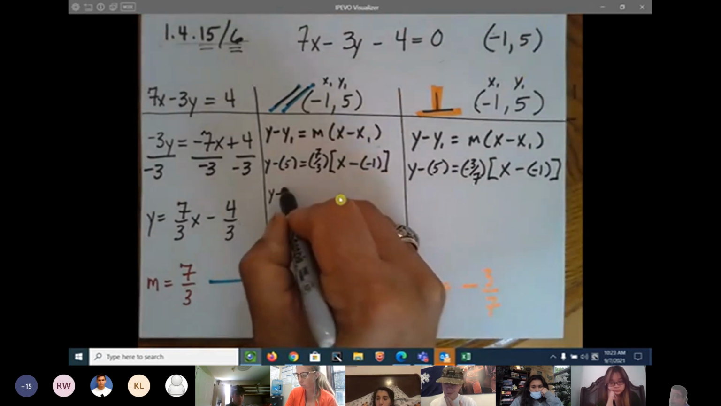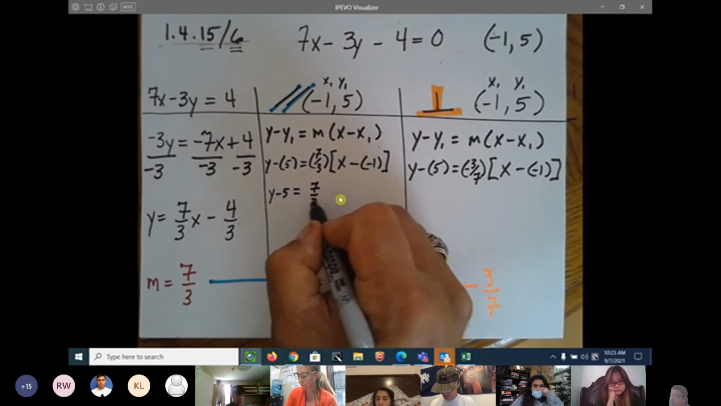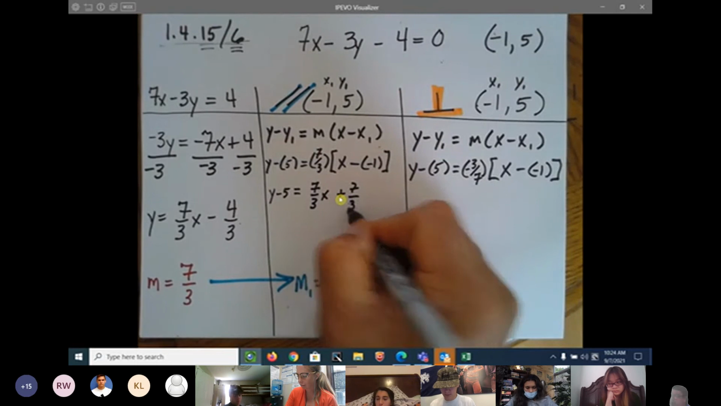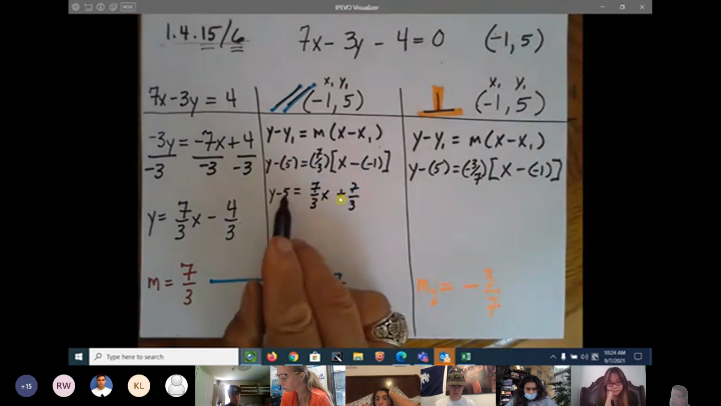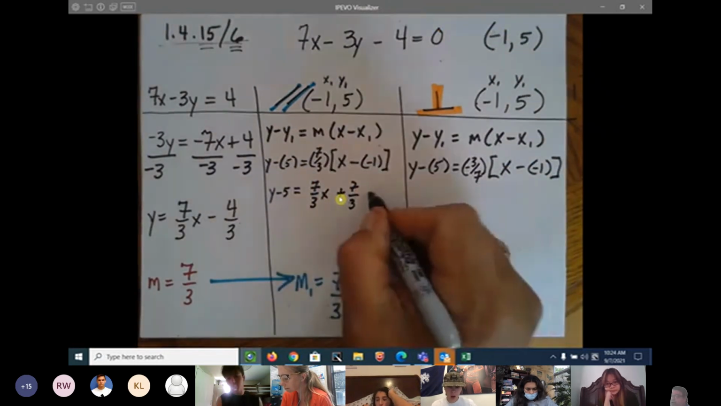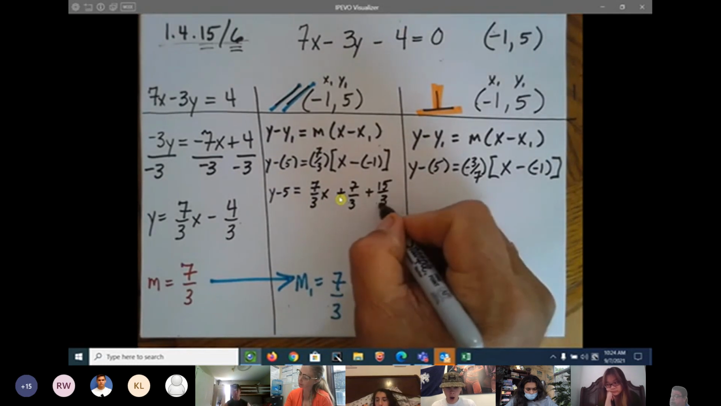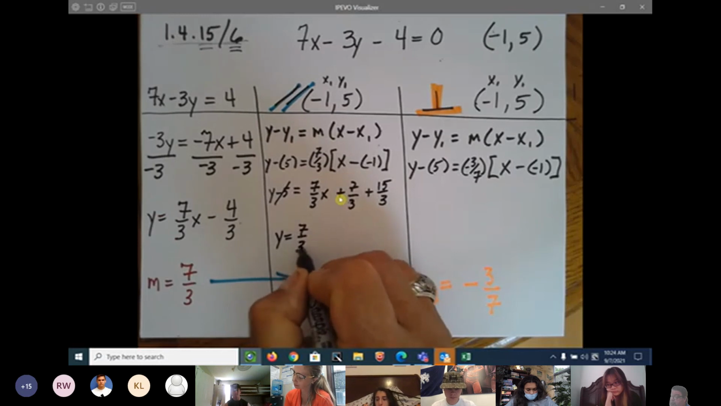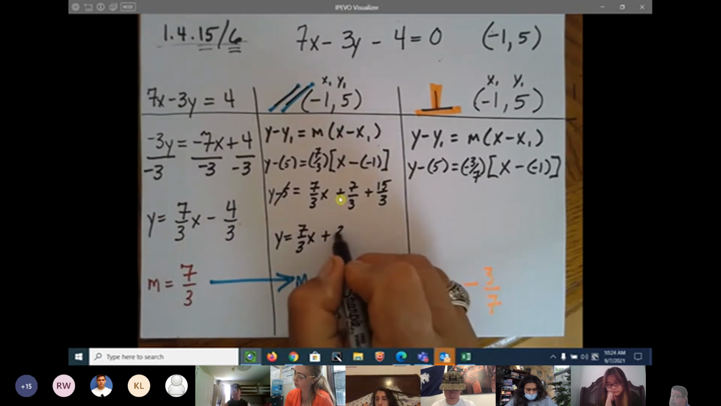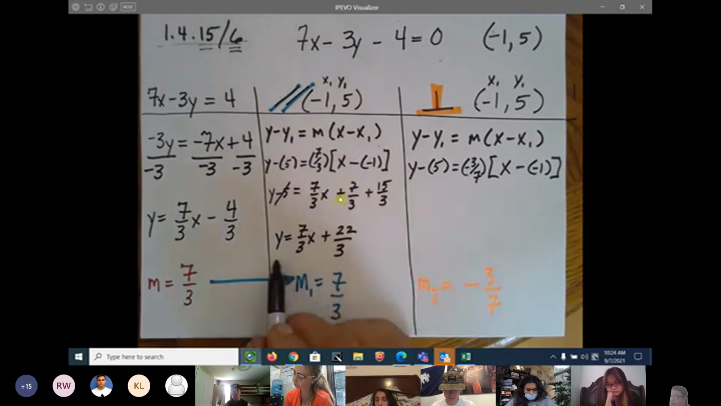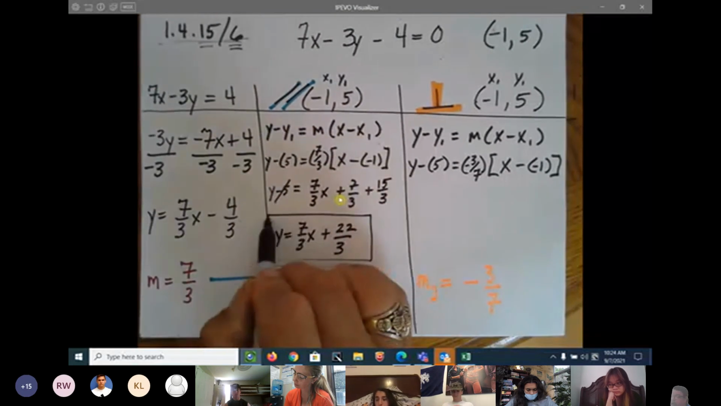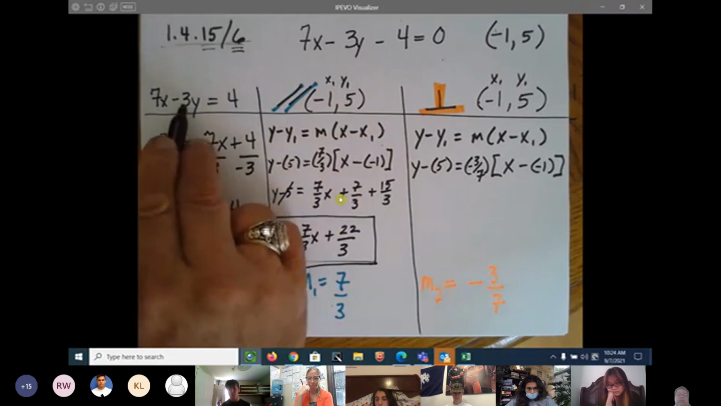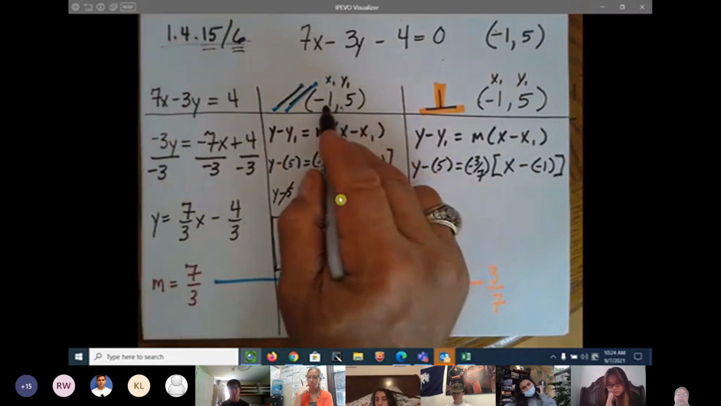Y minus 5 is equal to 7/3 x plus 7/3, and this is 15 thirds. So we're going to add 15 thirds. And y is equal to 7 thirds x plus 22 thirds. And that is the equation of the line that's parallel to this line that goes through the point -1 and 5.